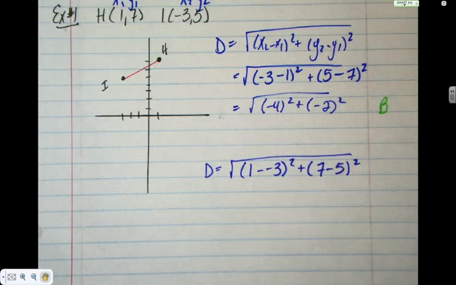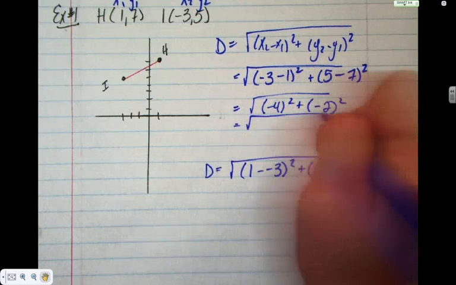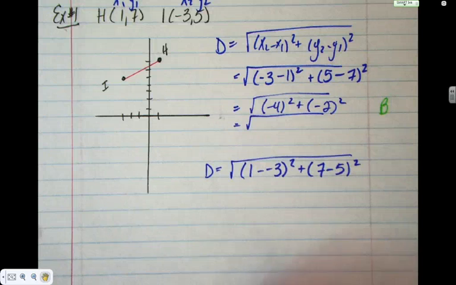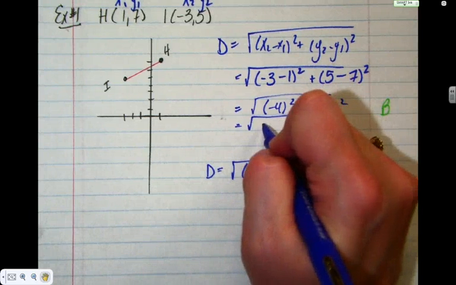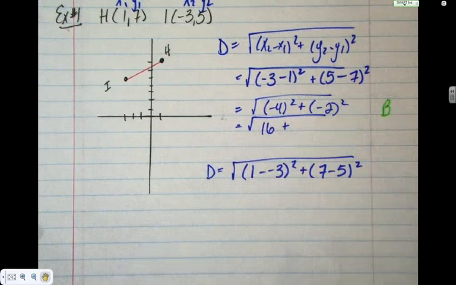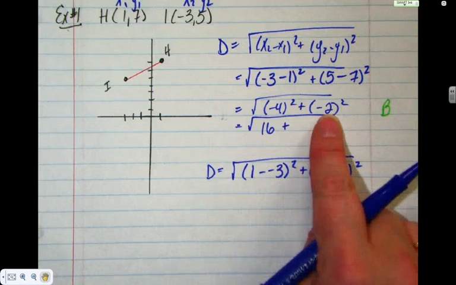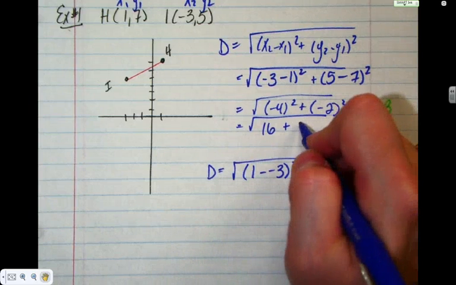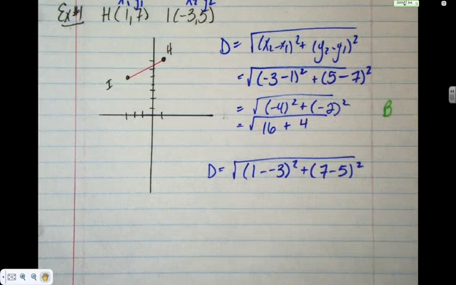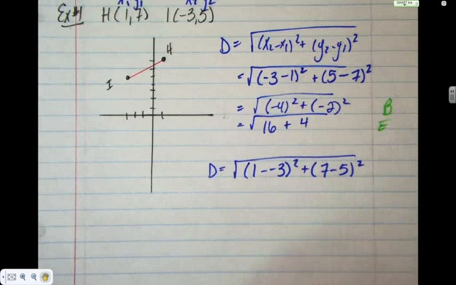What comes after B? Exponent. -4 squared. Ooh, negative or positive? So when we square a negative, what happens? -4 times -4 is positive 16. -2 squared is 4. That was the E.